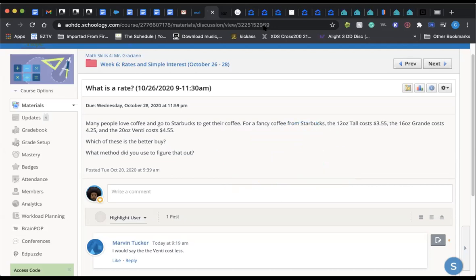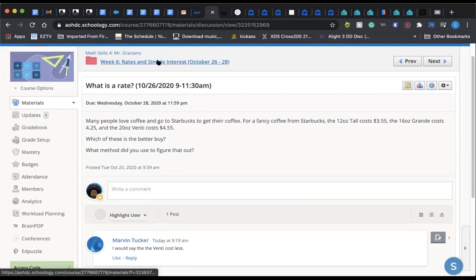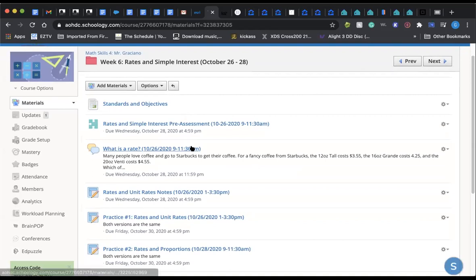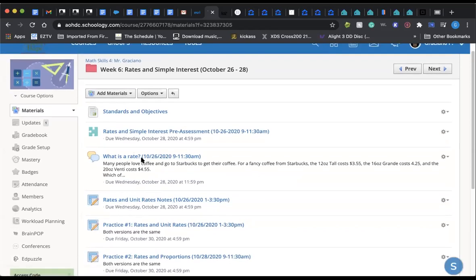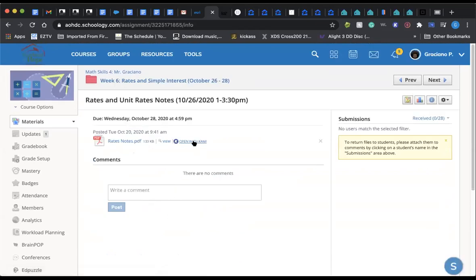Okay. So the next thing I just wanted you guys to do is just grab your notes from your folder. We're going to work on our rates and unit rates notes, which are right under your discussion post. Right after it says, what is a rate? Your next thing should be the rates and unit rates notes. And that's what we're going to work on for the rest of class today. I'm going to finish up these notes. For just a couple pages, we should be able to get it done in the time that we have left.